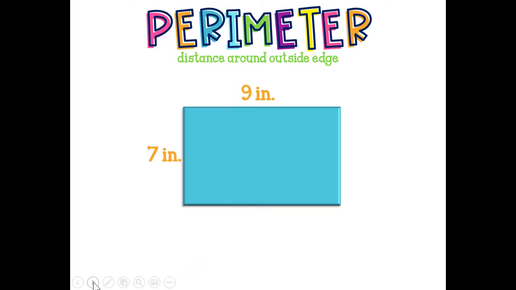Here's another example where they didn't give us all of our side lengths. But to find perimeter, I need every single side. So if the top of this rectangle is 9, what do you think the bottom is going to be? Good, 9. And if the left is 7, then the right is also going to be 7. See if you can come up with the addition sentence that I would use to find the perimeter. If you said 7 plus 9 plus 7 plus 9 equals 32 inches, you're correct.